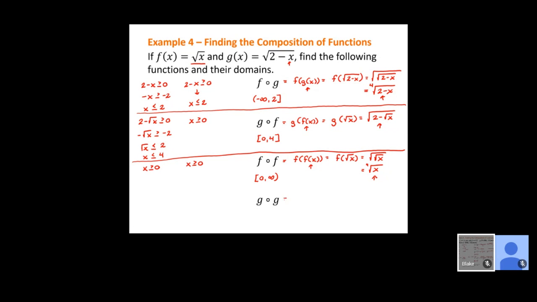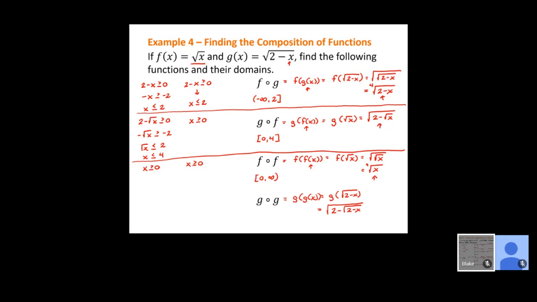All right, now I'm going to try to get through this last one real quick before we run out of time. So g of g, so I'm looking for g of g of x. Inside function this time is square root of 2 minus x. So I'm substituting that into the g function, which is going to give us the square root of 2 minus the square root of 2 minus x. Now, because not everything is inside both square roots this time, we cannot simplify that. Okay, so that's as simple as that's going to get.